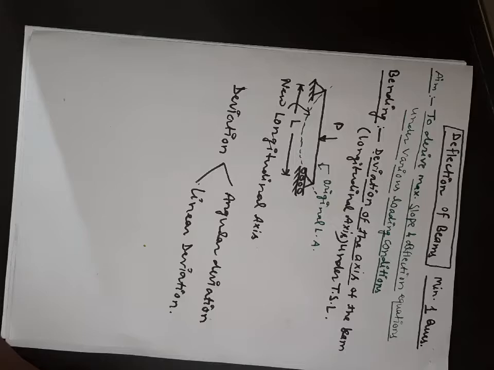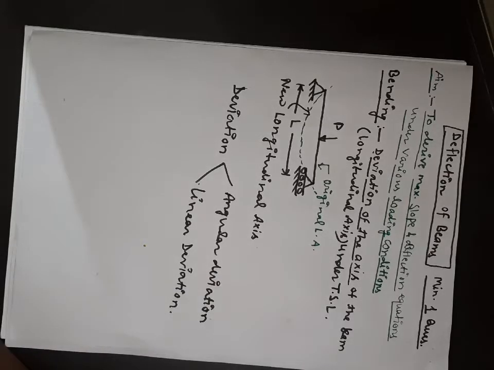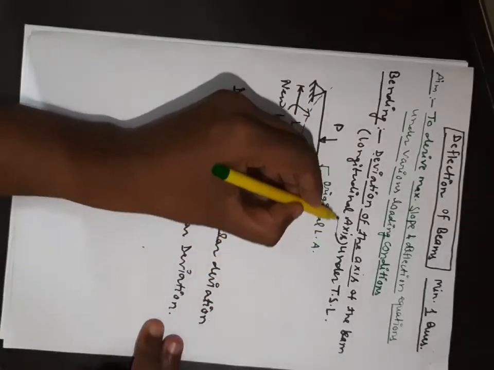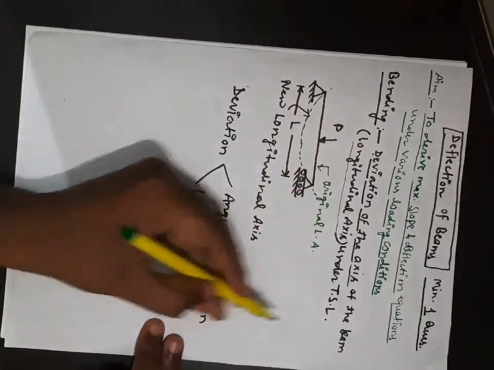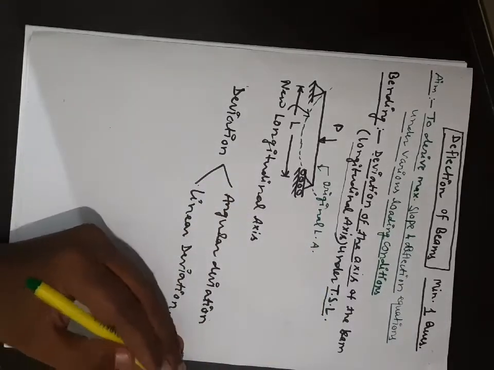Another example, we can use the deflection equation to calculate the natural frequency of vibration, or natural frequency of transverse vibration of a shaft. Vibration you all have studied in your course theory of machines. Again we have discussed the bending. Bending is the deviation of the axis of the beam, which axis? Longitudinal axis under the TSL. What does TSL stand for here? Transverse shear load.